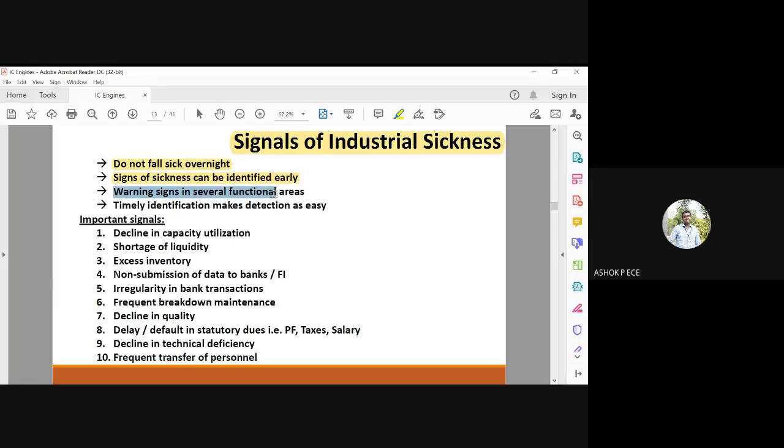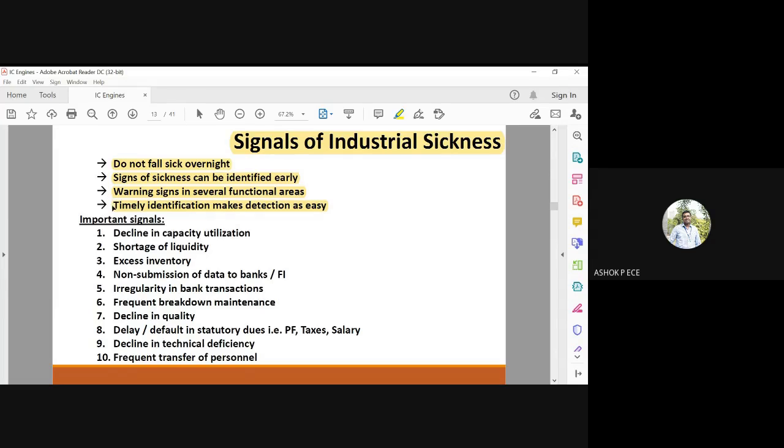And there are warning signs in several functional areas. You have several key functional areas, and if those areas are not functioning properly, that is an indicator of sickness. Timely identification makes detection easy. You have to identify the sickness as early as possible so that you can be prepared to do something before it becomes too late. You have to plan and detect the sickness early so that remedial action can be taken as quickly as possible.